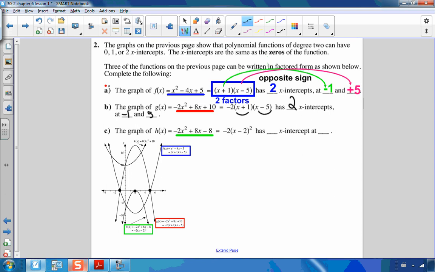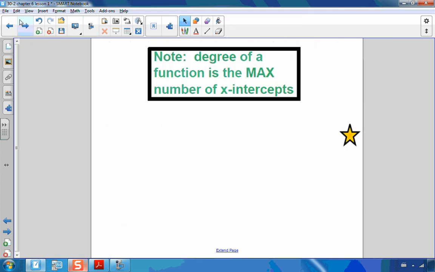And the last graph, the one drawn there in green, is factored as 2(x - 2)². So you can see I just have that one x-intercept, and that x-intercept is at the opposite of -2, which is +2. So we can use those opposites to come up with the value of the x-intercept, and the number of factors is just going to be equal to the number of x-intercepts.